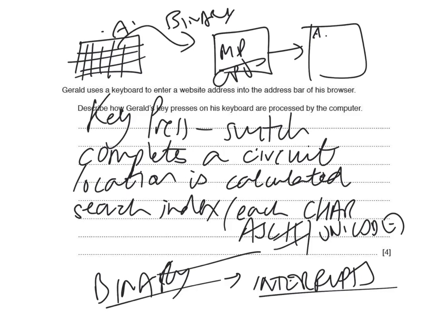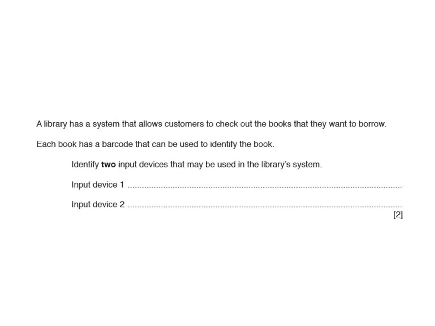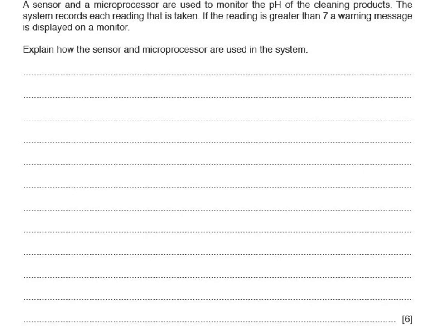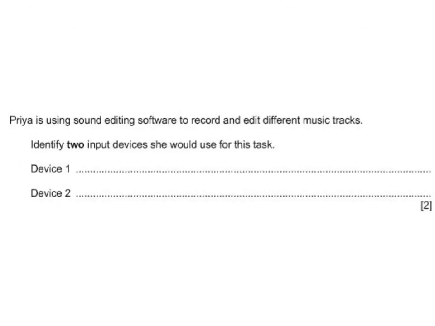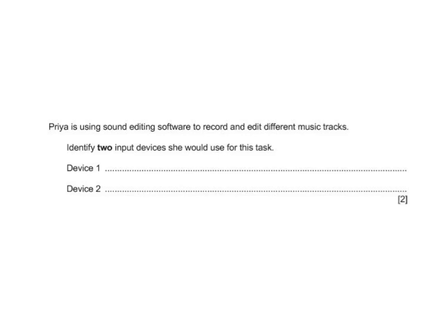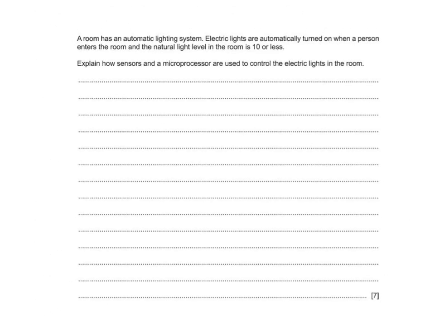These are the kind of boring parts of the course that I really wish they would just take out. Not exciting at all. Input devices, easy, covered. Sensor and microprocessor, that looks nearly identical to some of the previous ones. Two input devices, easy peasy. And then the last question, again, how many times have we seen this exact same question? I don't know.